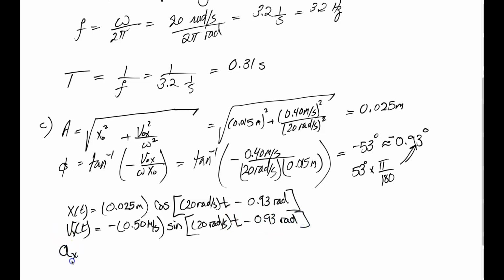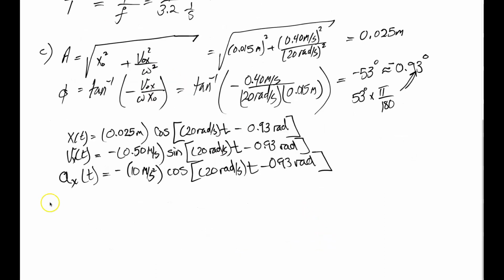And if we take the derivative one more time with respect to time, we get negative 10 meters per second squared cosine, again 20 radians per second t minus 0.93 radians.